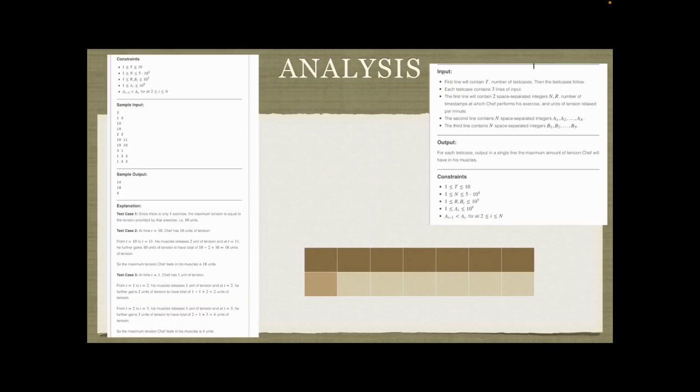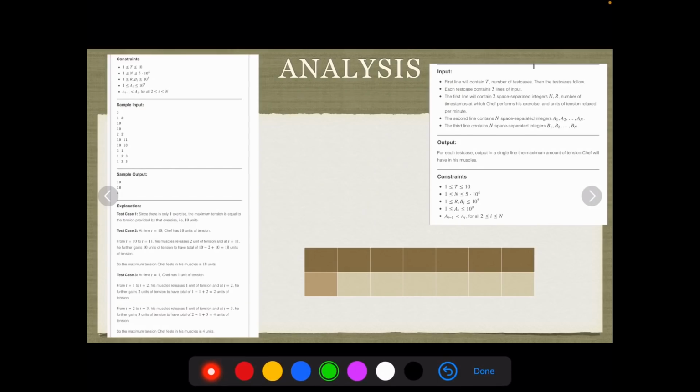We can do that, no big deal. But now let us look at the analysis with the help of a few test cases also, right? So first, look at the input. First line T, the number of test cases, then you'll have 3 lines of input, and the next two are N and R, where N gives you the number of exercises that you have and R is the relaxation time, like I said, and you will be given timestamps in the next places.